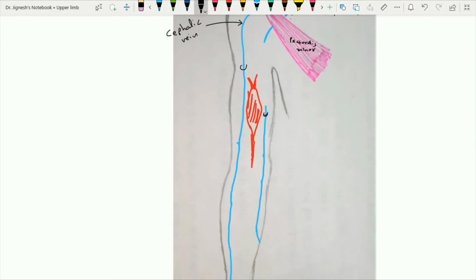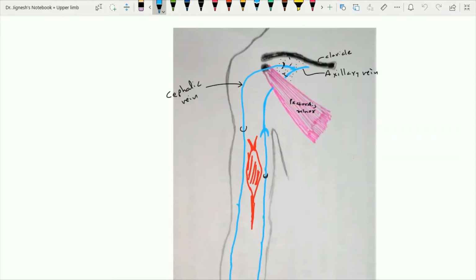fascia and enters deeply, and it further runs upward and fuses with the two venae comitantes of the brachial artery, and these three veins form the axillary vein. So this axillary vein is the continuation of the basilic vein along with the two venae comitantes of the brachial veins.